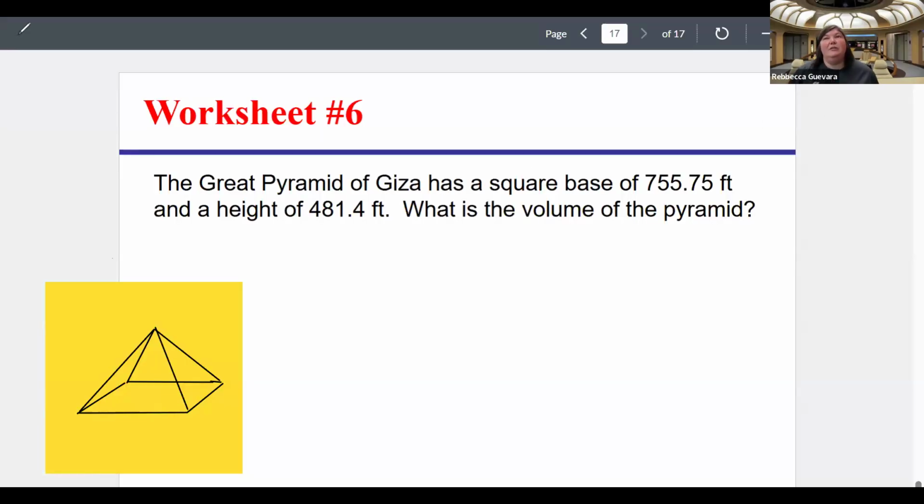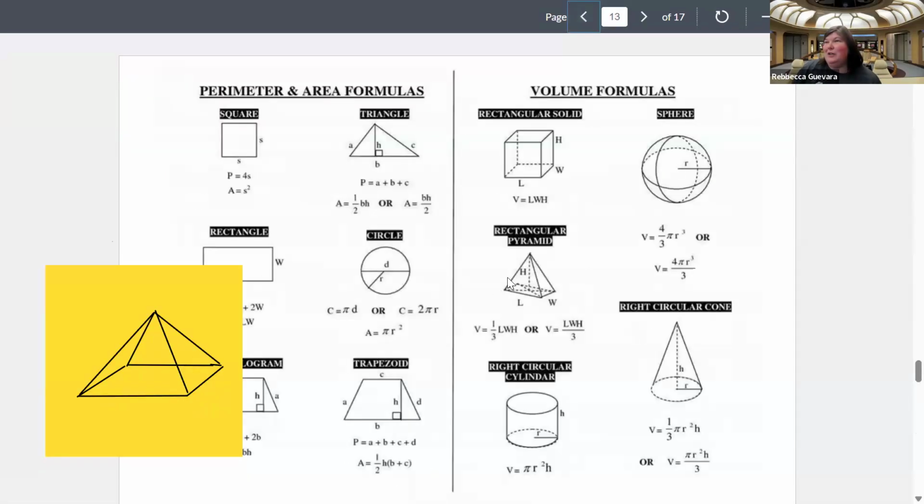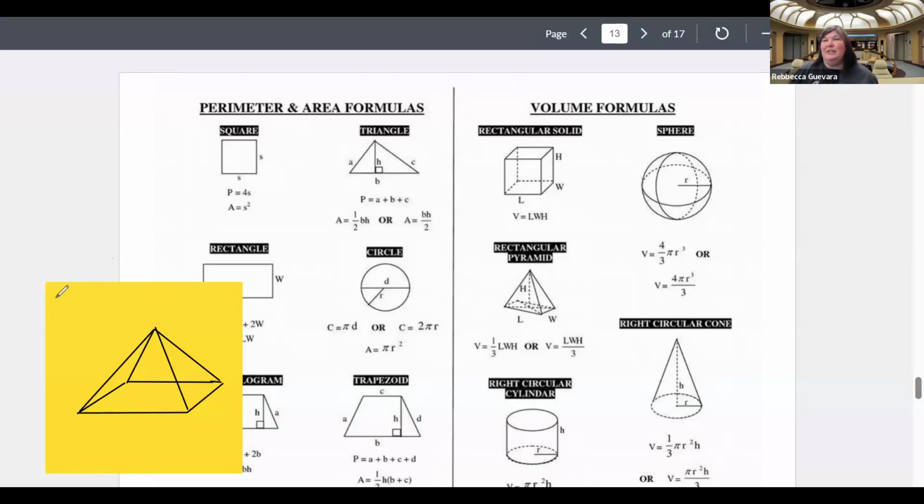All right, so here we wanted to figure out the volume of the Great Pyramid of Giza. We used modern measurements; for us, we were using feet instead of using cubits. So if we go back, we're talking about a pyramid. This is a rectangular pyramid. That just means it doesn't have to have a square base, but we can work with that.